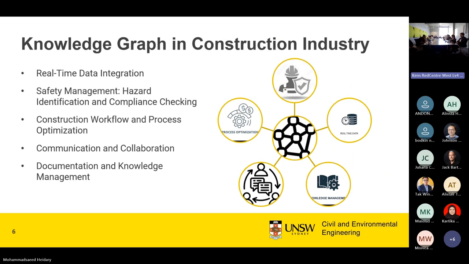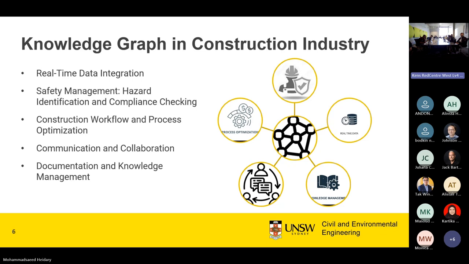And let's talk about the knowledge graph. A knowledge graph is a structured representation of knowledge that models the relationship between entities, facilitating the organization, retrieval, and analysis of data. It uses a graph structure to model the relationships between entities, so it performs better in editing entities and the relationships between them. Considering these advantages, researchers tried to solve the problems in the construction industry.